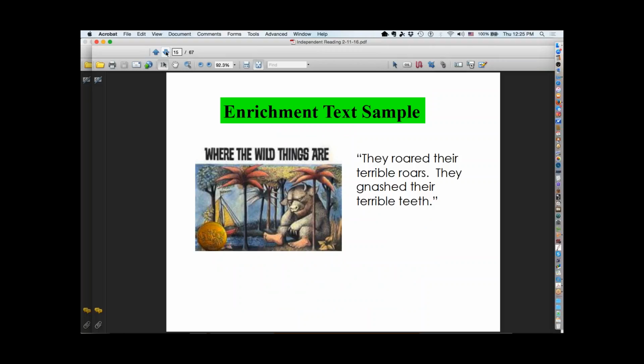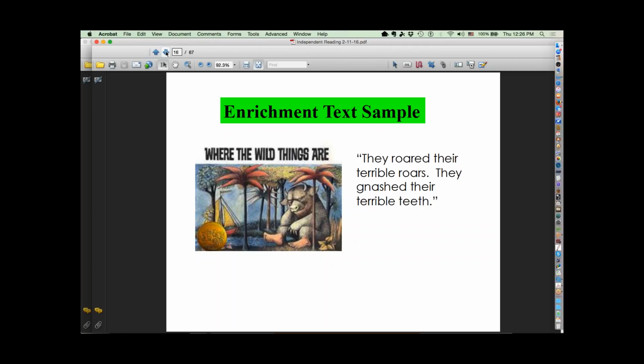I just pulled out one sentence from there. They roared their terrible roars. They gnashed their terrible teeth. This might be a great way for students to hear and learn words such as roared, terrible, and gnashed. So it might be some nice vocabulary supports. These aren't the real simple, easy to read words that you're going to see in the transitional text and especially in those conventional texts. It's okay to have some sophisticated multisyllabic, polysyllabic words.